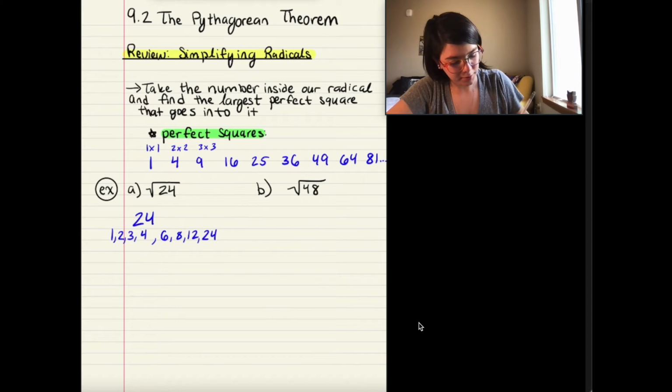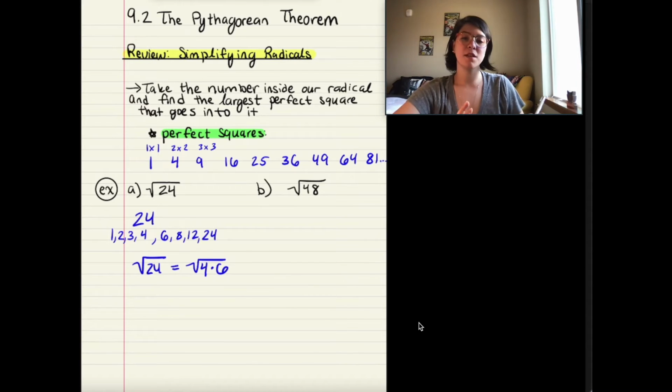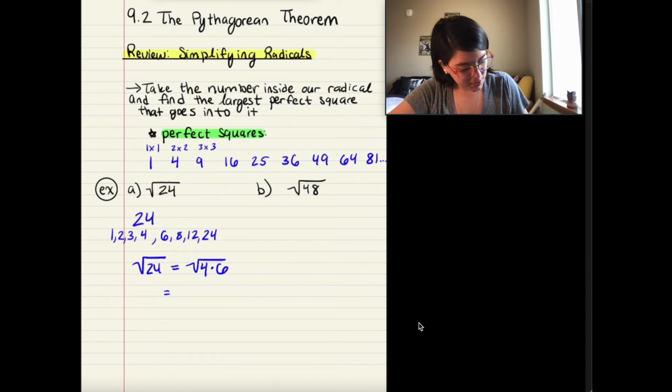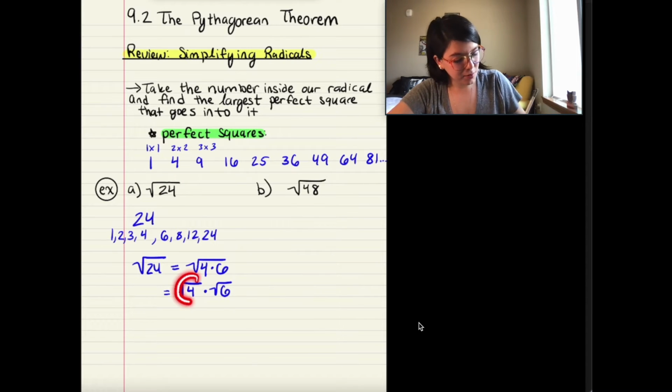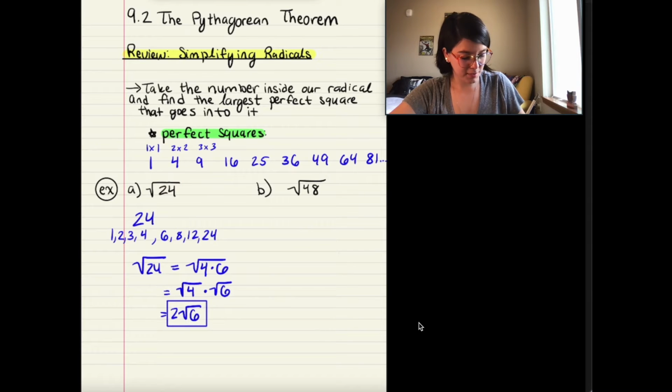So we'll break our radical into our factors. We have 4 times 6. So 4 times 6 gives us 24. So we split it up into two separate numbers. And then we can go one step further and split this into two separate radicals. So the square root of 4 times the square root of 6. But the square root of 4, we should know what that is. That's just 2. So we have 2 times the square root of 6. So that would be how we simplify radicals. Go ahead and see if you can do the next one on your own.